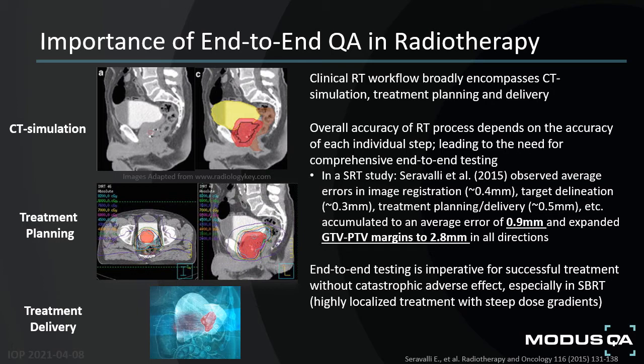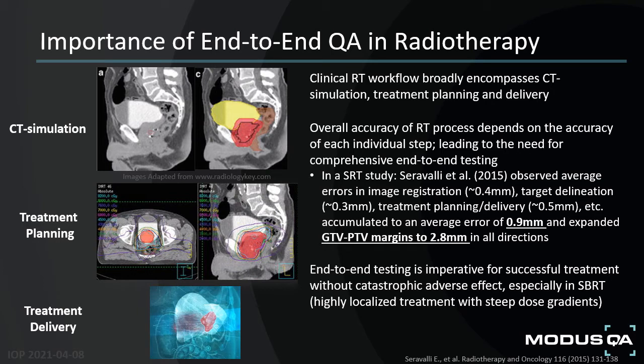And so end-to-end testing is just broadly where all aspects of the RT workflow are evaluated in order to measure the overall geometric and dosimetric accuracy of the treatment planning process for an ideal patient. And so it can be understood that routine end-to-end QA is not only imperative for ensuring that errors and uncertainty are detected, but also that the physicist can have a higher level of confidence in implementing the treatment without fear of any catastrophic adverse effects.